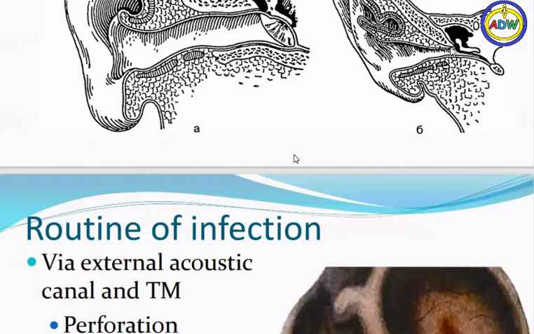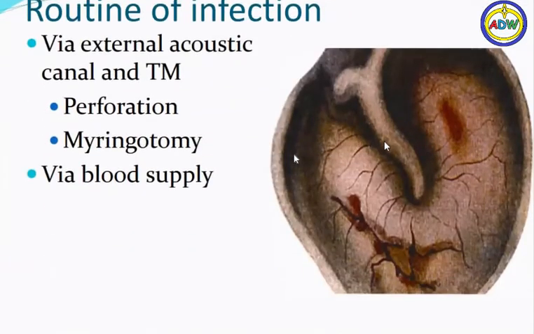Sometimes we can't check the tympanic membrane because the external auditory meatus can be blocked by myxoid tissues, amniotic, some of the tissue fluids. Okay. The second route of infection is via the external auditory meatus, the external acoustic canal, and the tympanic membrane. For example, traumatic perforation of the tympanic membrane.